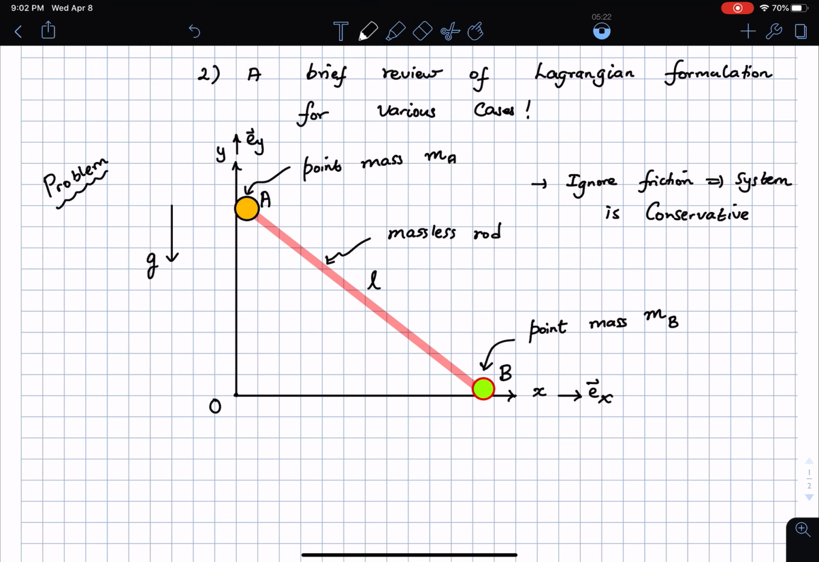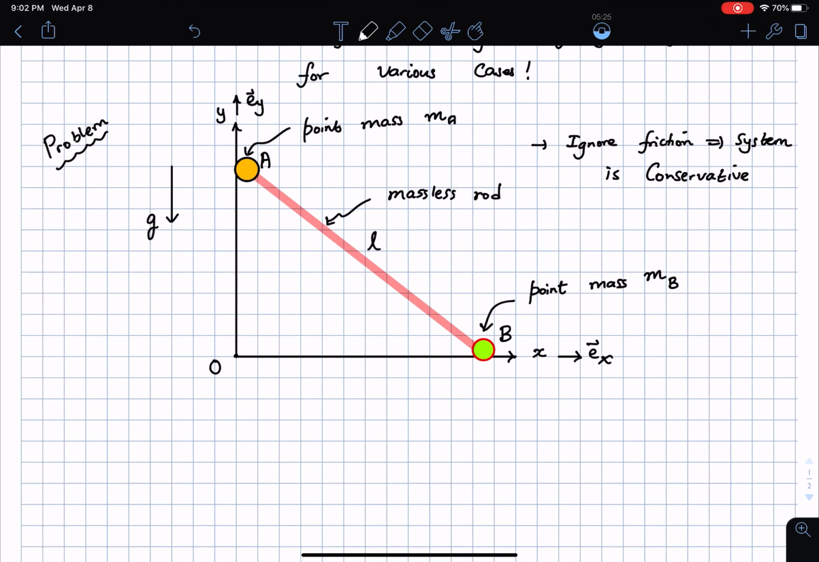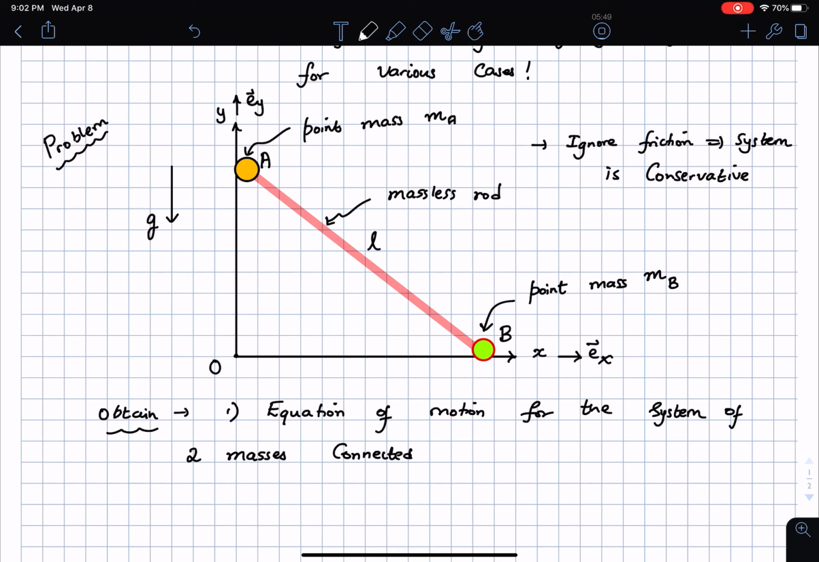And what do we need to do in this particular problem? In this problem we have to obtain the equation of motion for the system of the two masses connected by a rigid massless rod. So this is a massless rod and this is also a rigid rod.